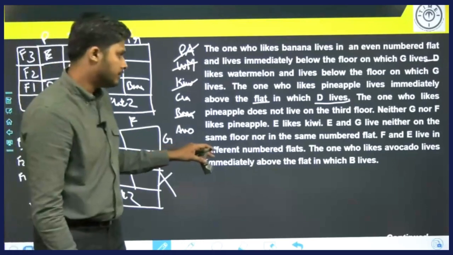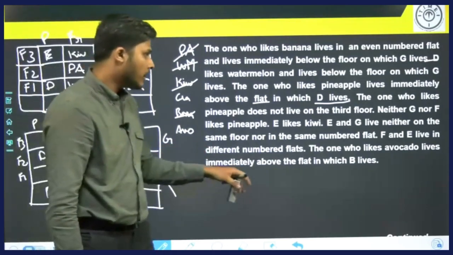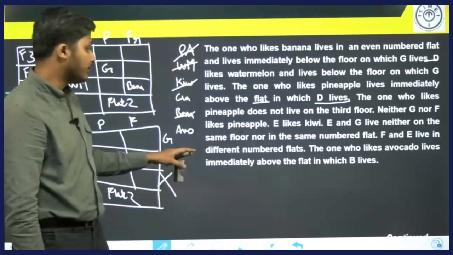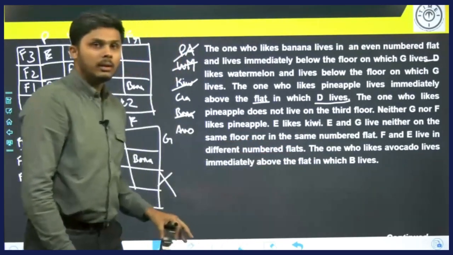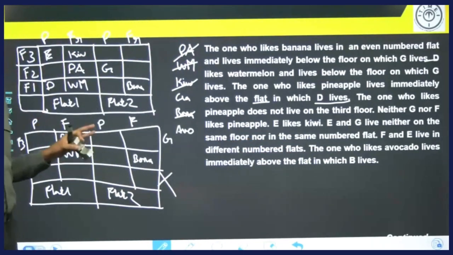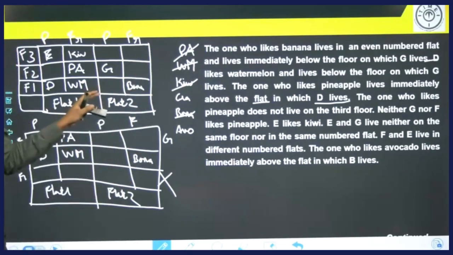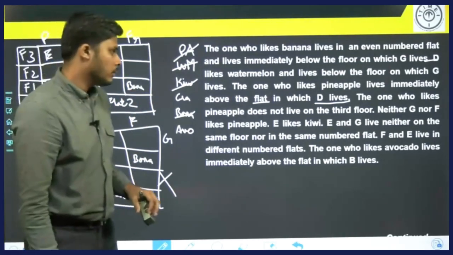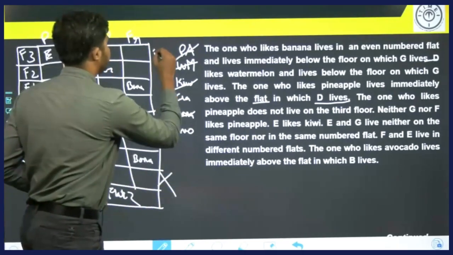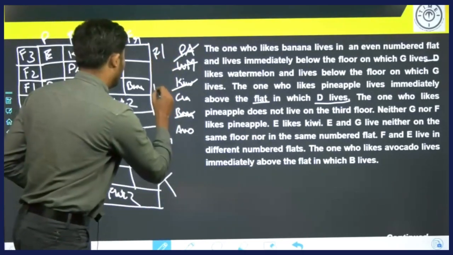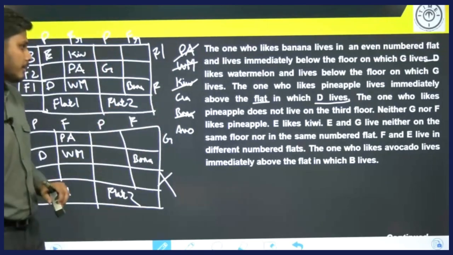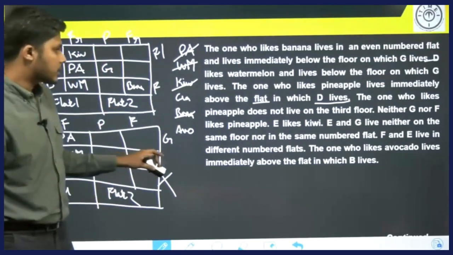And the next clue, F and E live in different numbered flats. We know that E lives in flat 1, so F has to live in flat 2, either on floor 3 or on floor 1. Let's use the next clue.